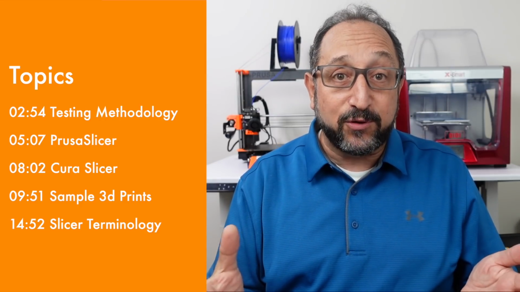The software, as many of you already know, that you use for creating G-code from STL is called a slicer. There are many slicers, but I use two most of the time, and they both have evolved enormously over the last couple of years. That's the PrusaSlicer and the Cura Slicer. Today, we're going to compare them.